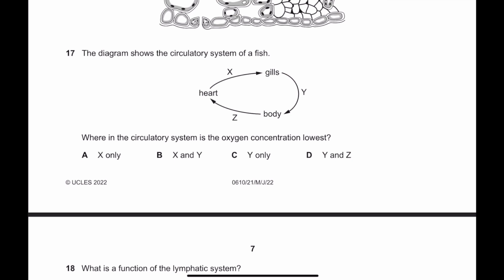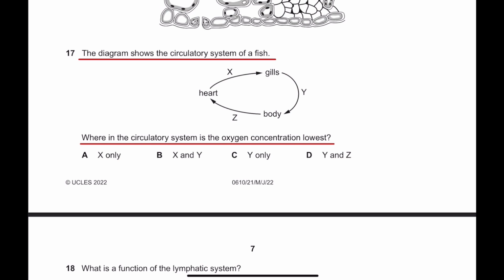Number 17. The diagram shows the circulatory system of a fish. Where in the circulatory system is the oxygen concentration lowest? The oxygen concentration becomes the lowest when the oxygen molecules get used. If they're used by the cells for respiration, the oxygen concentration will decrease. So we just have to find where respiration occurs.